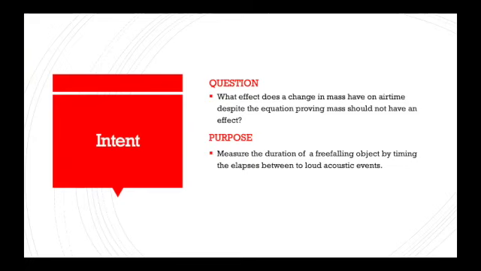Essentially the question that we're trying to ask here is, what effect does a change in mass have on airtime despite the equation proving mass should not have an effect? The purpose of this experiment is to measure the duration of a free-falling object by timing the elapsed time between two loud acoustic events.